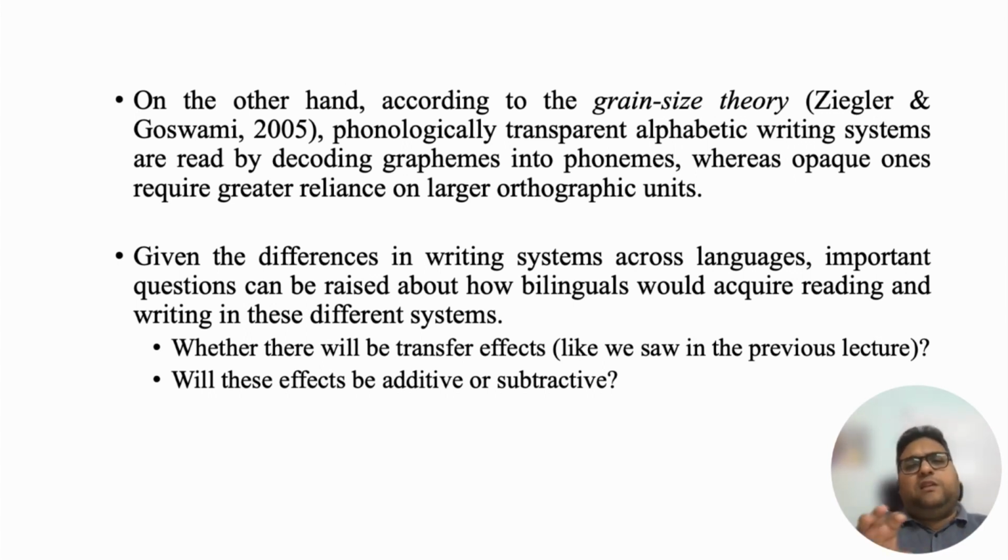Now, given that there are these different writing systems across languages, you can ask important questions about how bilinguals would acquire reading and writing in these different systems. For example, whether there will be any transfer effects like we mentioned in the previous lecture. Will these effects be additive or subtractive? You remember we've talked about additive and subtractive bilingualism in the past.